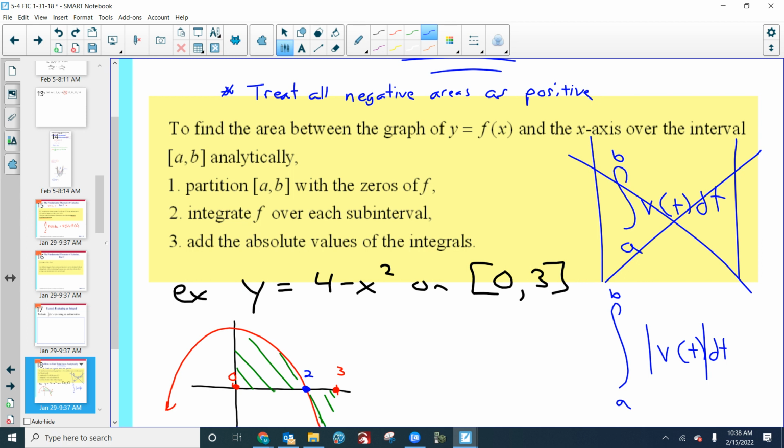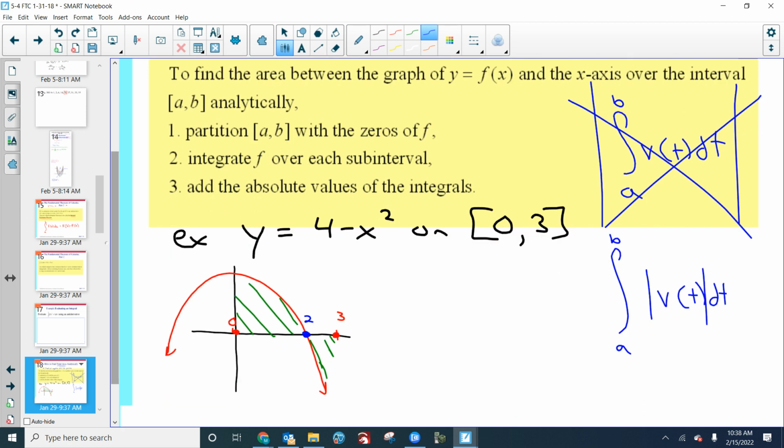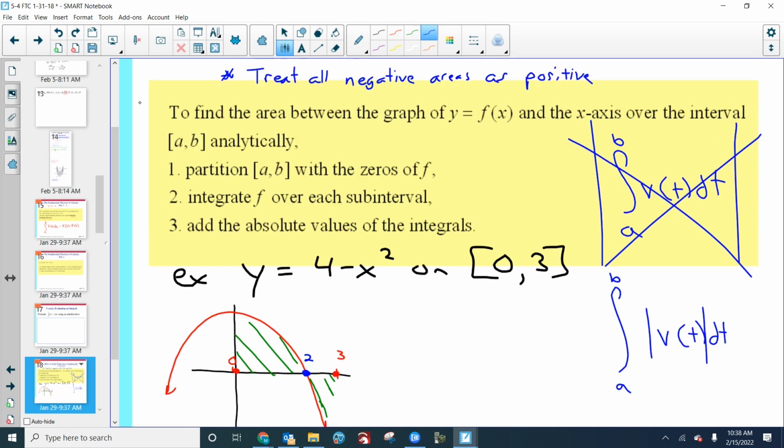So what do we have to do? Well, I'm glad you asked. Step one is, this is by hand. By hand. Okay? By hand. Partition the interval from A to B with the zeros of f. So the example we're going to be doing simultaneously to this explanation is finding the total area under 4 minus x squared from 0 to 3.